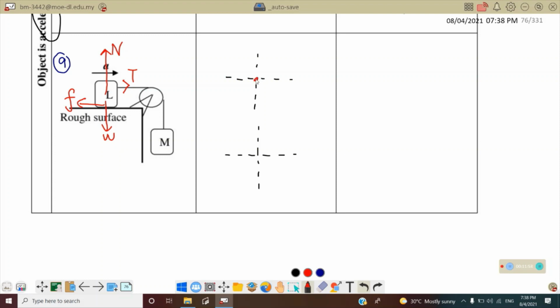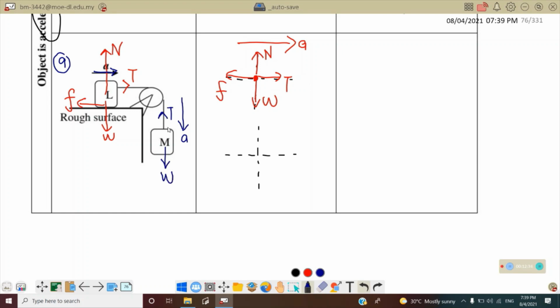So we transfer all the forces, starting from the origin. We have tension, normal, weight, and also friction. And the motion is to the right. Okay, so this is the motion. Next one, we go to object M. Because the motion here is to the right, meaning that M will move downward. So our weight for M is downward as well.